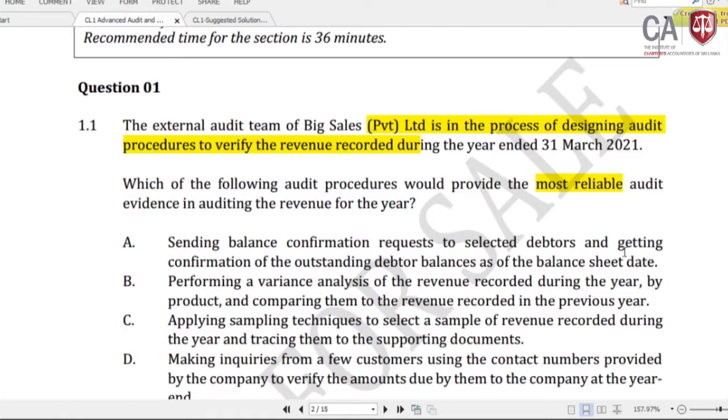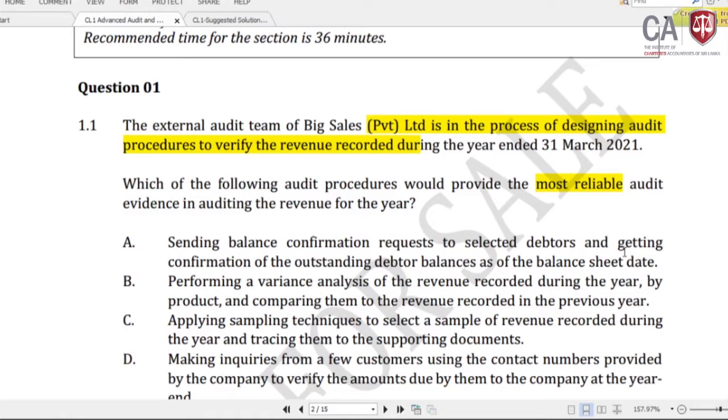Now there are two answers left. As I told you, always remember that the immediate answer that comes to your mind may not be the correct answer. So out of B and C, you need to select the correct answer. Both are correct, so you have to think about which is most reliable. Performing variance analysis is also a procedure, but part C says applying sampling techniques to select a sample of revenue recorded during the year and tracing them to the supporting documents. Rather than preparing analytical procedures, you select a sample of revenue and check it against the original documentation. That will be the most reliable answer. So answer C is the correct answer for this question.